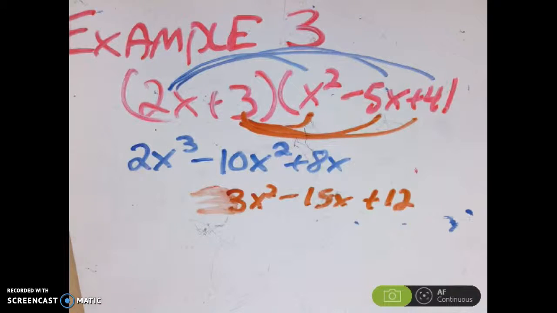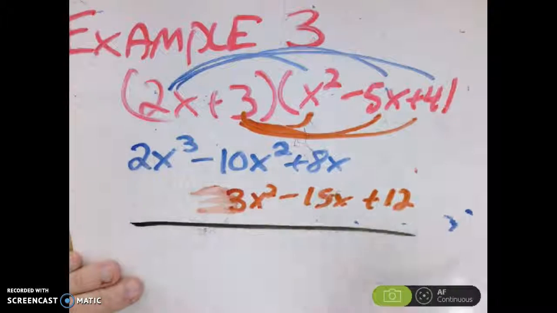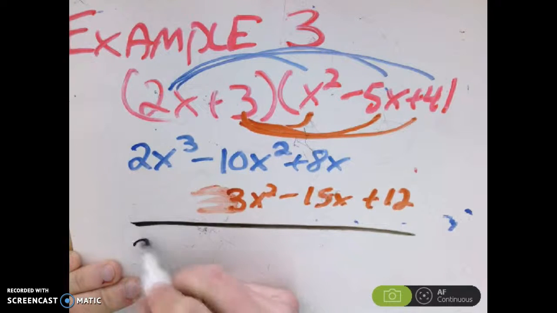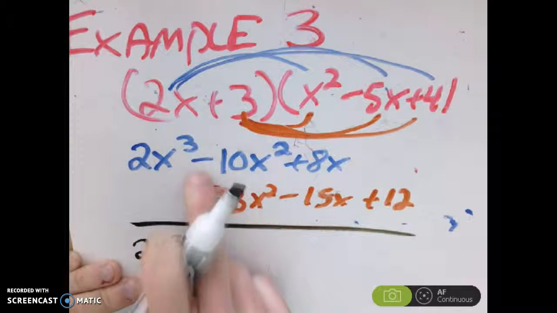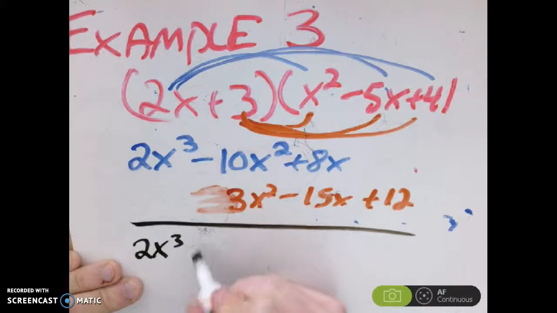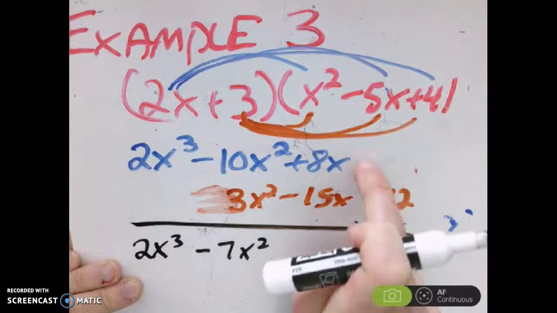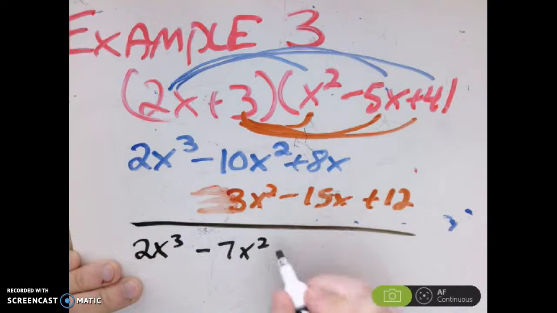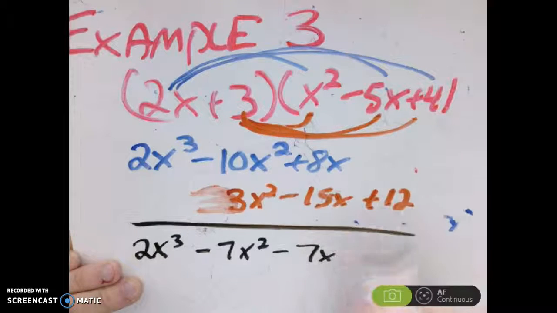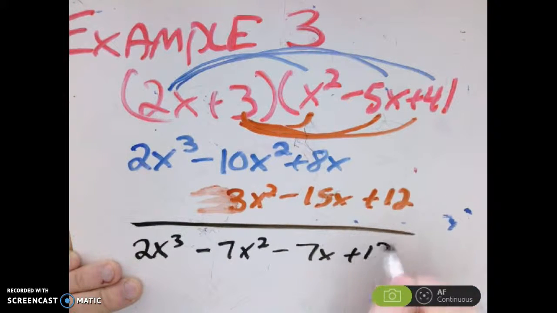And then if we just want to put that all together, combining our like terms, we'll just add everything up. So I have 2x to the third. Negative 10x plus 3x is minus 7x squared. And then I have 8x minus 15x is minus 7x, and then plus 12.